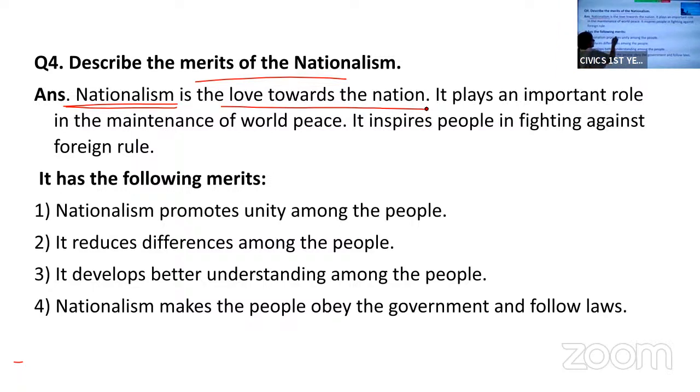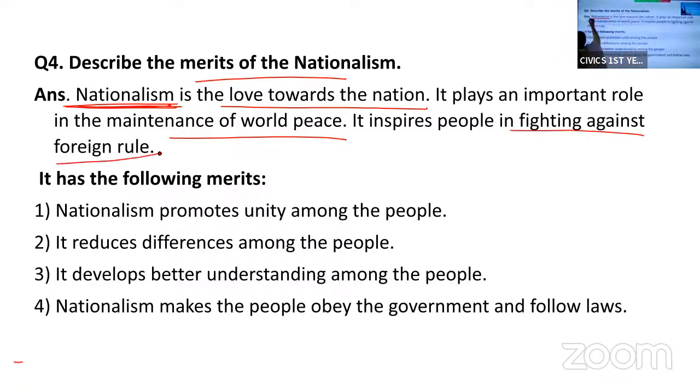And this plays a very important role in maintaining world peace. For maintenance of world peace, this nationalism, this feeling plays a very important role. And it inspires the people in fighting against the foreign rule.